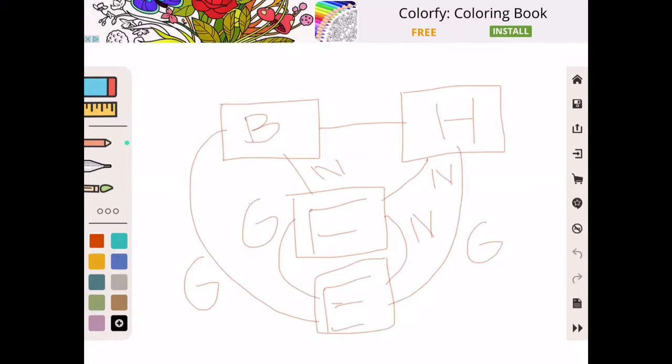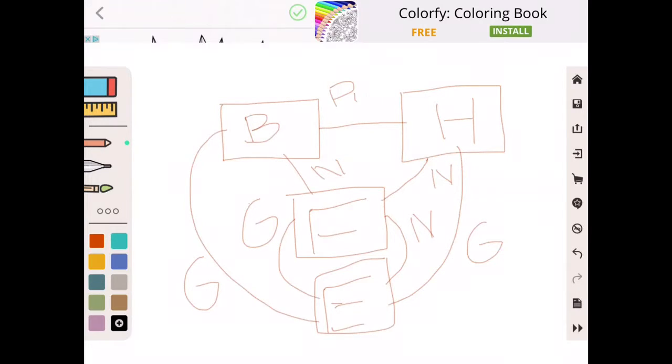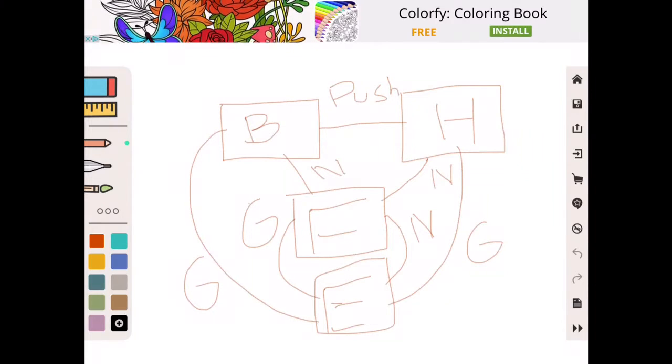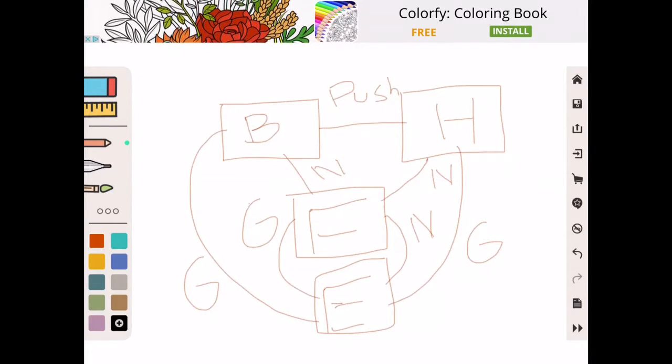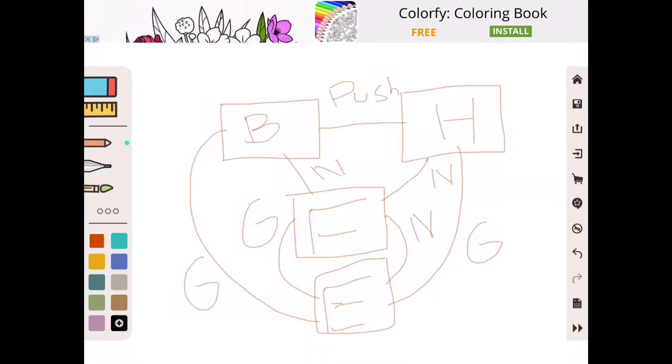Now the human and box have a push force because the human is pushing the box and the box is slightly pushing back on the human. So this is how you draw a system schema. Now we are going to get to drawing a force diagram. So let me just erase this.